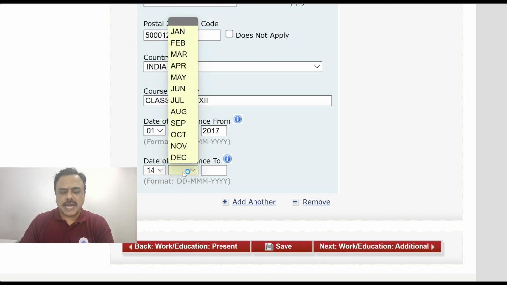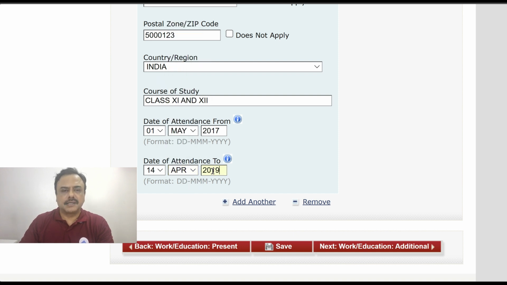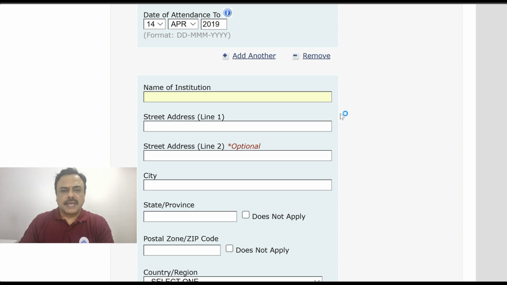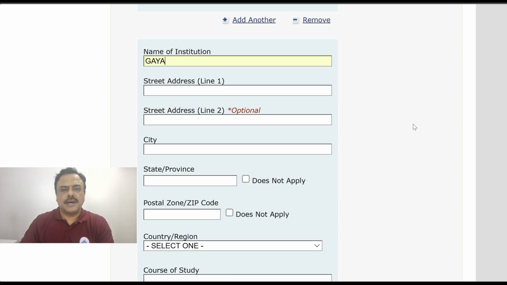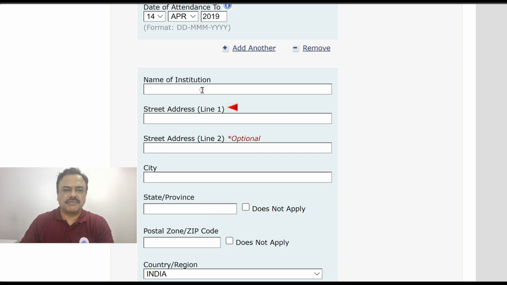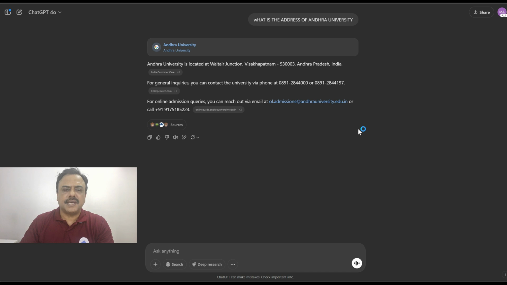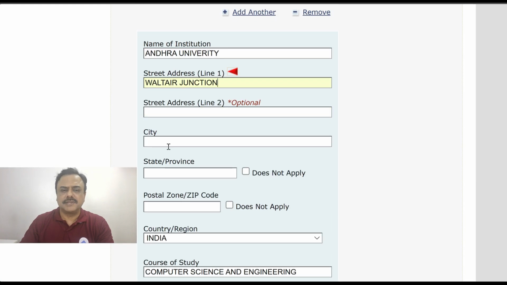In case you have a gap, nothing to worry about. You can leave that part. Now, here, do not mention the name of the college, rather mention the name of the university that your college is affiliated with. In case you do not know the address, again, you can depend on either Google or ChatGPT to get that address of the university. Why am I mentioning the university here? Because my degree is going to be from this university.